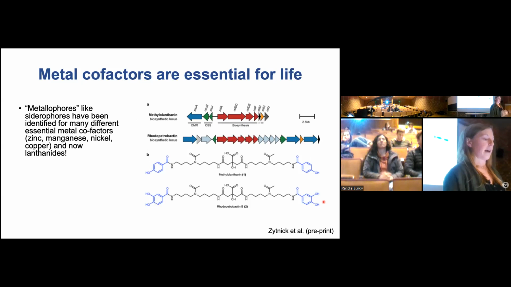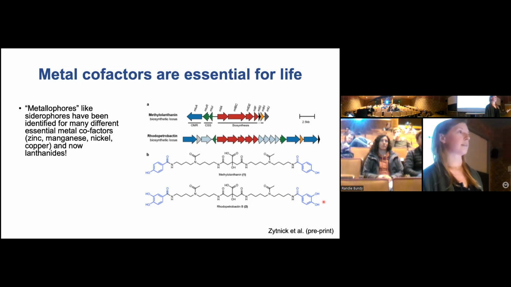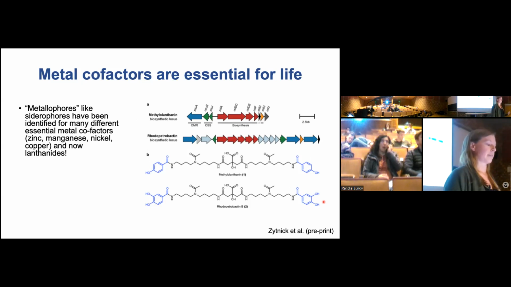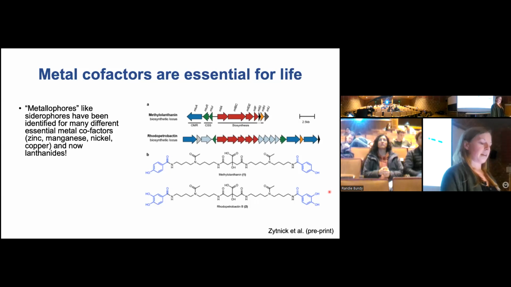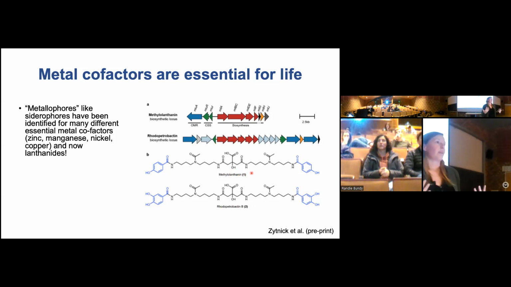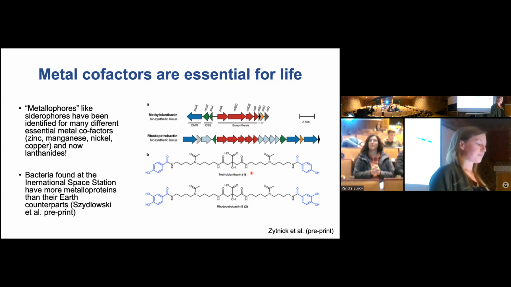Some things that I didn't really have time to go into today, and some new things that have been coming out, are, for example, different metallophores that exist besides these siderophores. There are a lot of other metallophores with different metal centers, and they've been identified for other essential metals like zinc, manganese, nickel, and copper. And there's a preprint that just came out where there's a metallophore for lanthanides, and it looks exactly like a siderophore. It looks very similar to rhodopetrobactin, which is a siderophore. It's just a variation of that, but it's meant to bind lanthanides. And so that's a new novel compound that's showing us something about how organisms are trying to get lanthanides. I think that's very exciting.